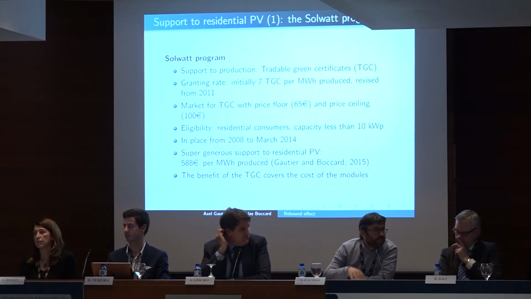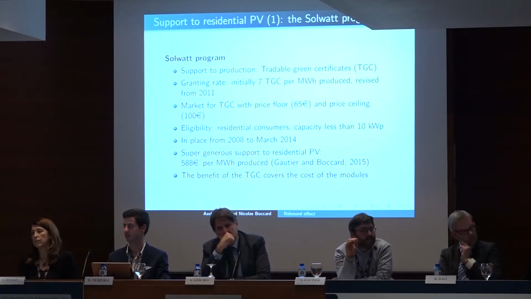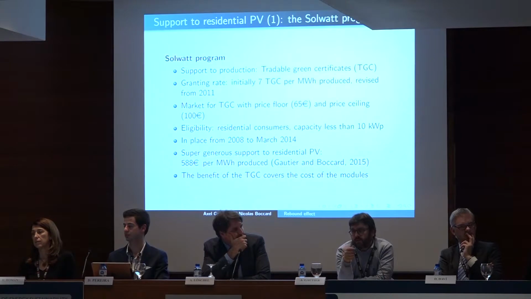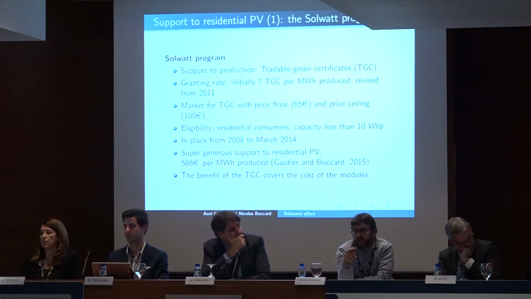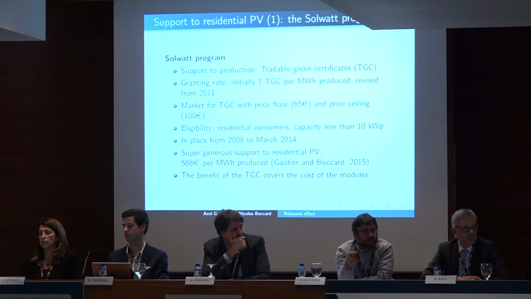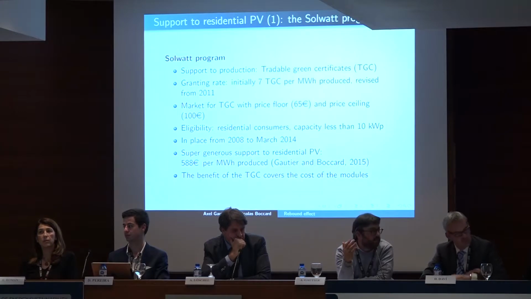The subsidy to production is called the Sol-Watt program, and I will detail this on the slide. The idea is that there is a tradable green certificate mechanism. Each time you produce green energy, you receive a green certificate. For solar energy, the granting rate was 7, so for each megawatt hour you receive 7 certificates. And there is a market for these certificates where retailers have to buy and certify part of the production. This market has the specificity that there is a price floor and a price ceiling: a price floor of €65, and a price ceiling of €100, corresponding to the administrative fine for a missing certificate.